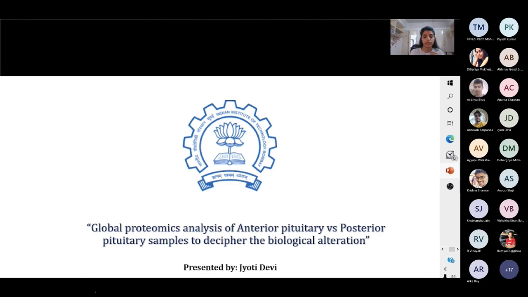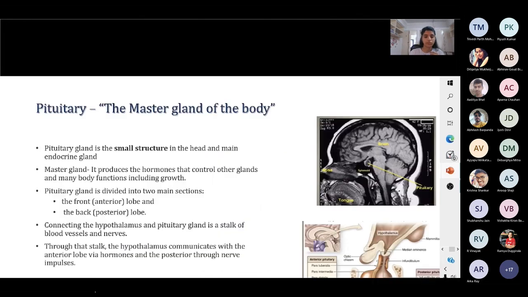Samples to decipher the biological alterations. Before beginning, I would like to give a brief introduction of the pituitary gland. The pituitary gland is the master gland of the body. It is a small structure in the head and is a main endocrine gland. It is known as the master gland, which produces hormones that control other glands and many body functions, including growth.